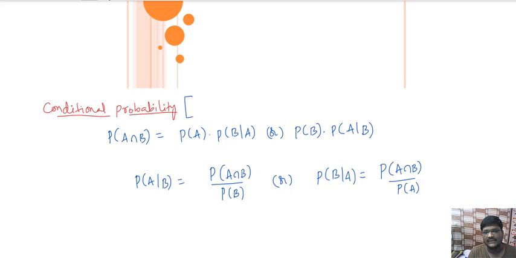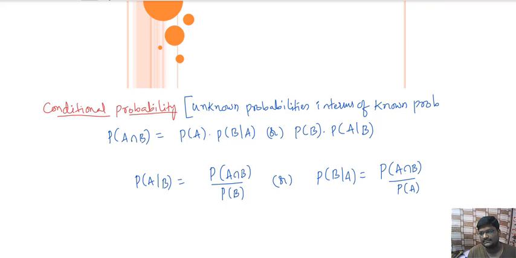Just consider here, the conditional probability is very important to use. Here we will write the unknown probabilities in terms of known probabilities. This is the most advantage of the conditional probability.